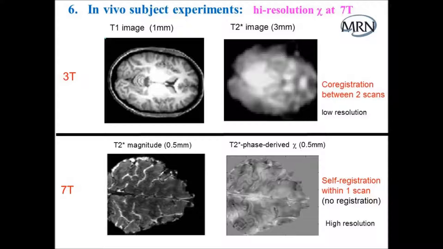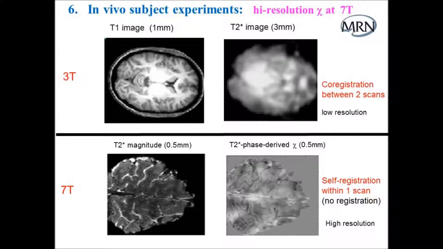I want to point out the high resolution effect. At 7T, it provided high resolution imaging, magnitude, and this is susceptibility. With the 3T data, the functional data is almost like this, so the structure is not clear.